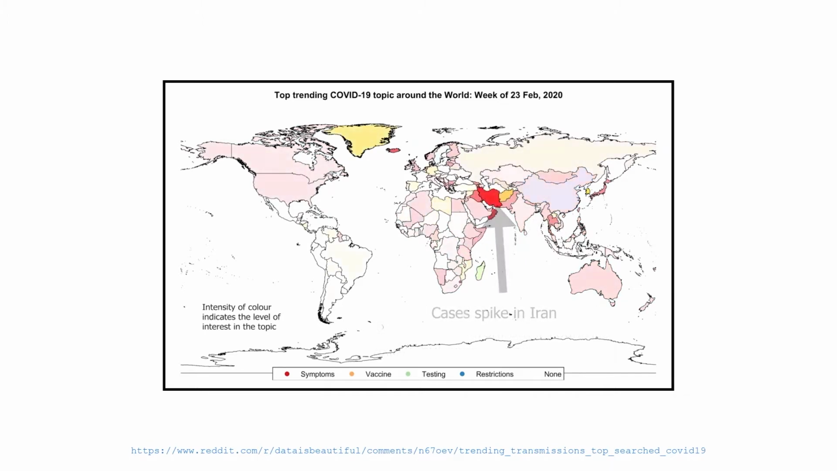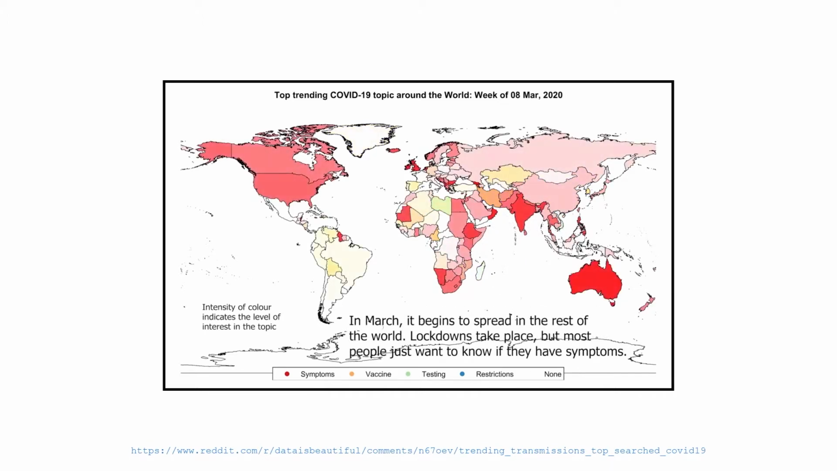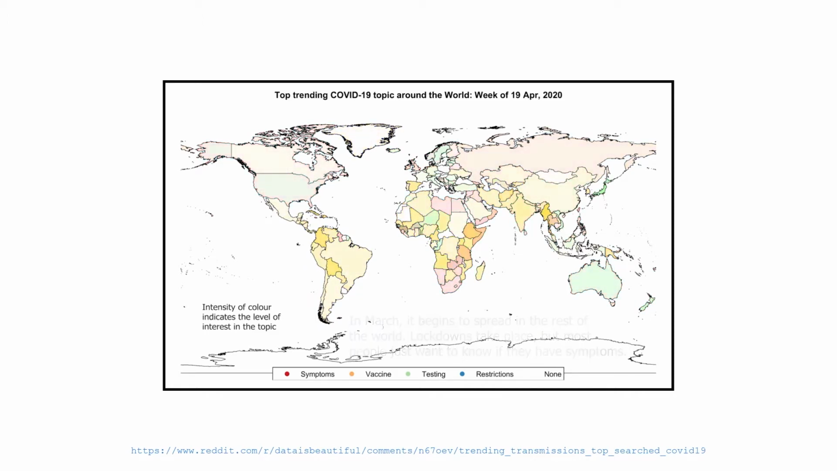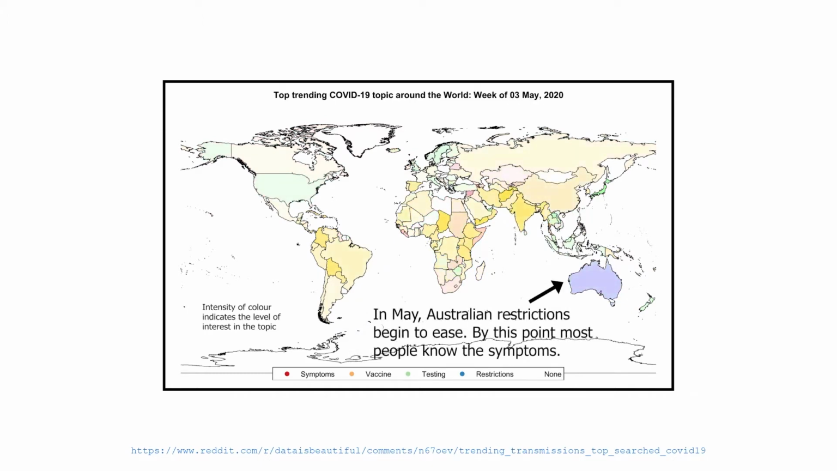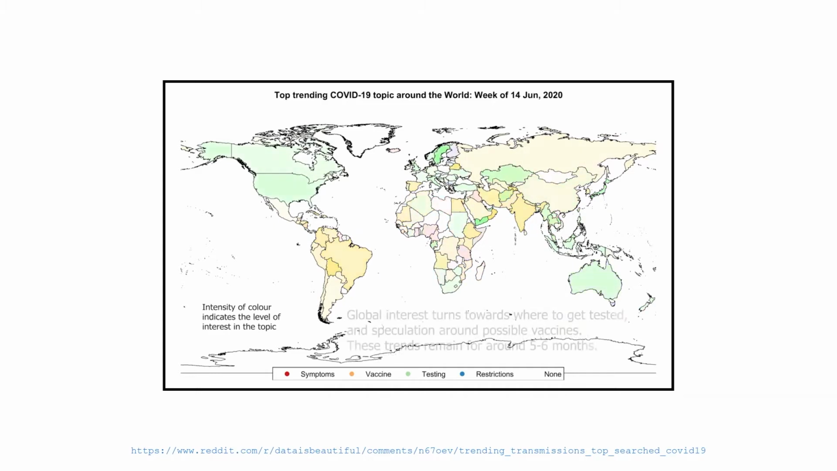So you can see the story that this map is telling us is the search trends around the world during COVID-19. We saw originally people initially started to search for symptoms, especially during the outbreak period of COVID-19. And slowly that trend changes as people start to search for restrictions and then eventually testing and the vaccine.